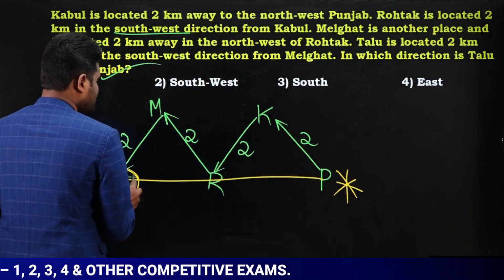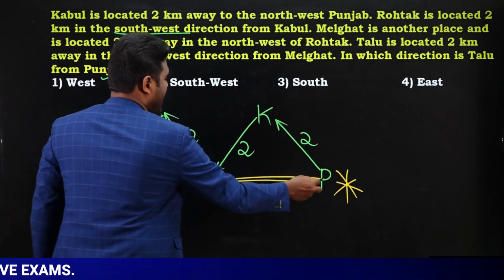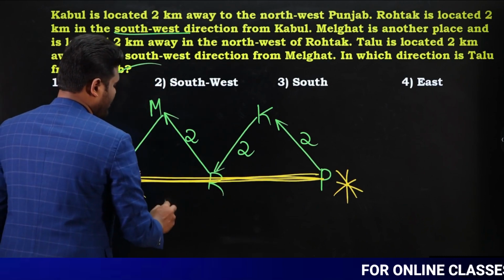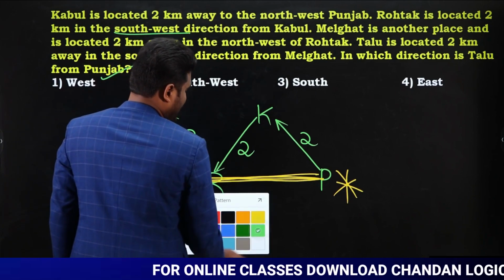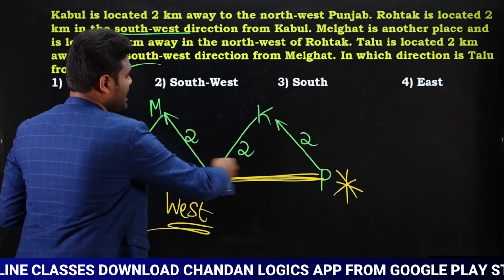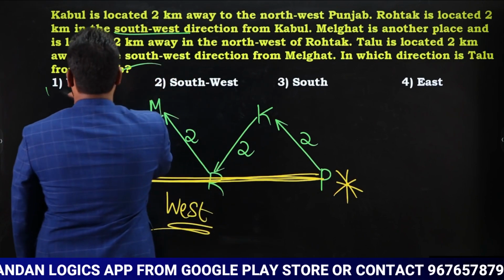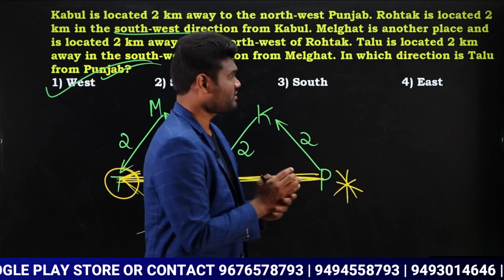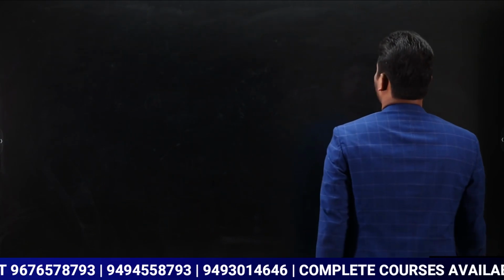Now if you observe here, actually these two are in a straight line. Yes or no? As these two are in a straight line. Now what is this direction? Now we can say our answer is going to be west direction. Yes or no? So in which direction is Talu with respect to Punjab? With respect to Punjab, from Punjab Talu is in this direction. Now this direction is nothing but west. So we can say the answer is going to be west direction. Okay? Very, very simple. Just read the question carefully. Once you are able to read the question carefully, you can solve this.